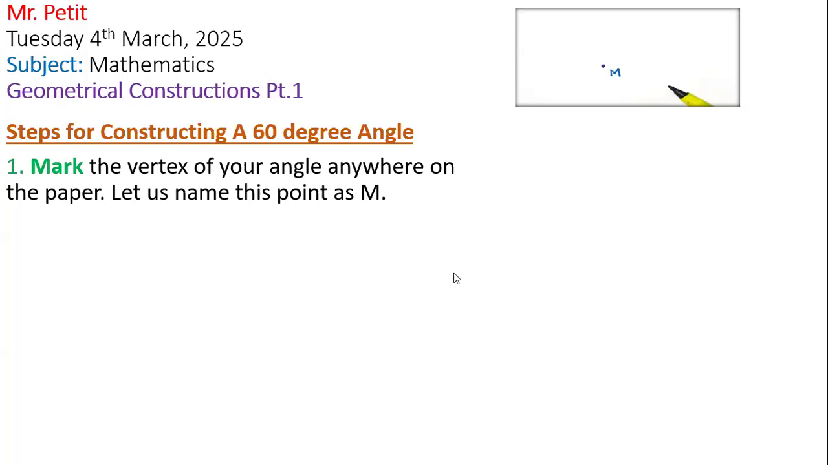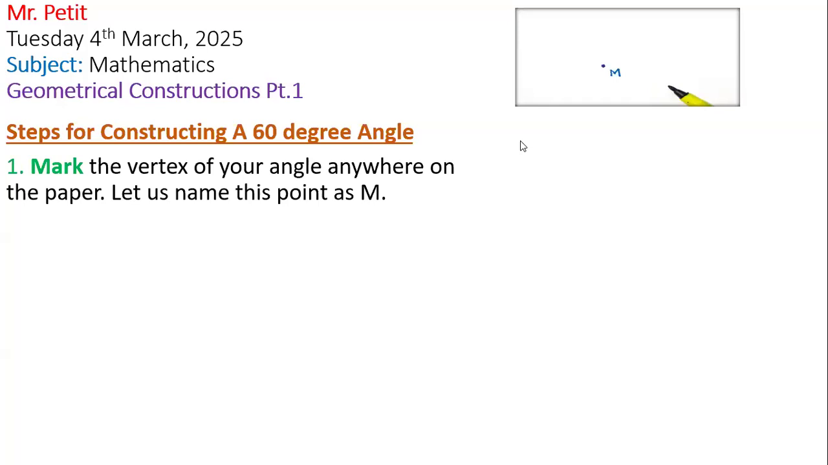All right, go ahead, Zion Davis. Where's Zion Davis? Zion, can you hear me? Yes, sir. Read the first step. Mark the vertex of your angle anywhere on the paper. Let us name this point as M. So what do we call the vertex of this angle? We call the vertex M. Very good.